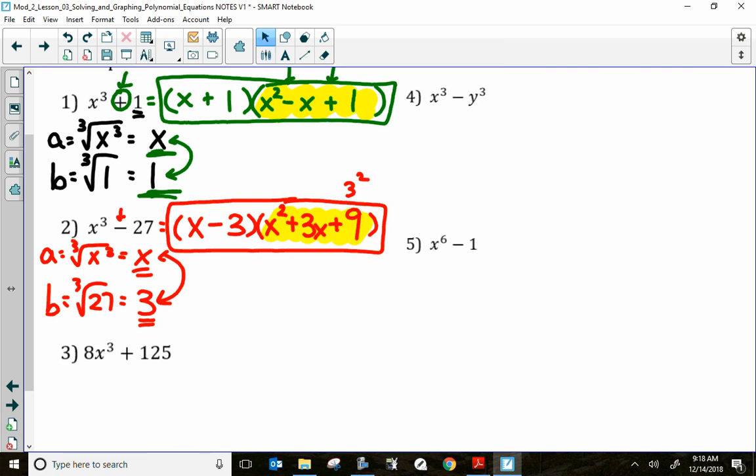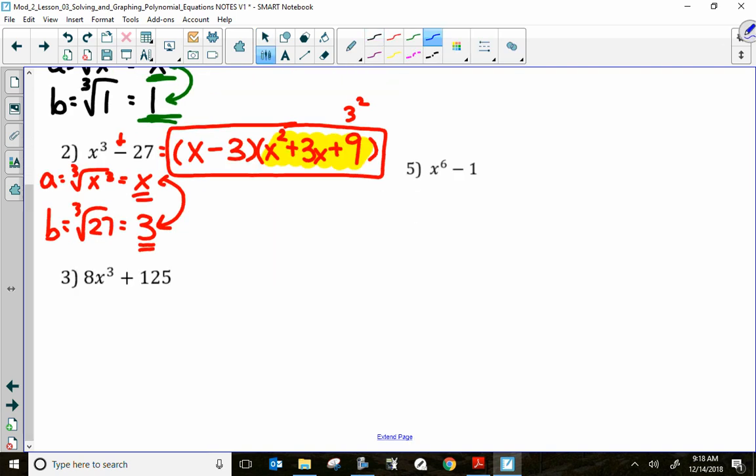On to the next one. Number 3. Oh, I like this one because now my A value is the cubed root of 8x cubed. Well, the cubed root of x cubed is x. The cubed root of 8 is 2. So my A value is 2x.